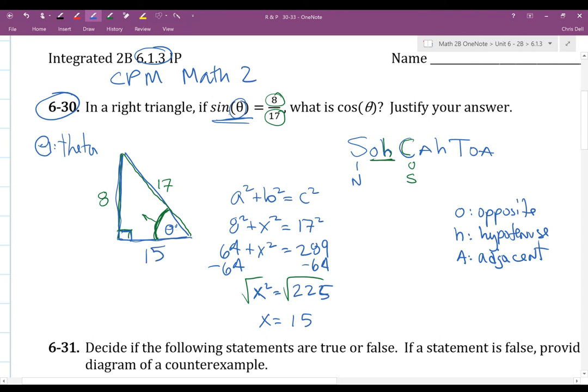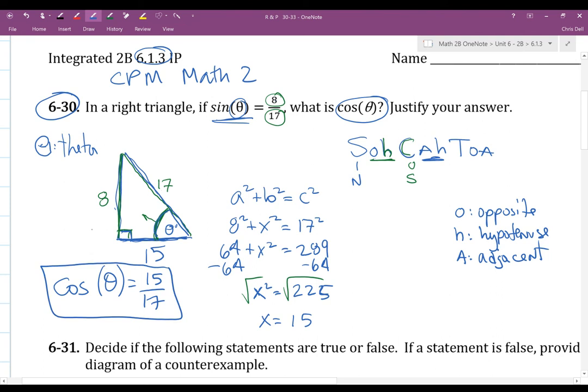So now I know cosine of theta. Cosine is adjacent over hypotenuse. Adjacent in this case is always the side that the angle is touching, along with the hypotenuse. So it's 15. So we can answer right here, cosine of theta is equal to 15/17. So there's my answer, and my justification is my drawing and using the Pythagorean theorem.